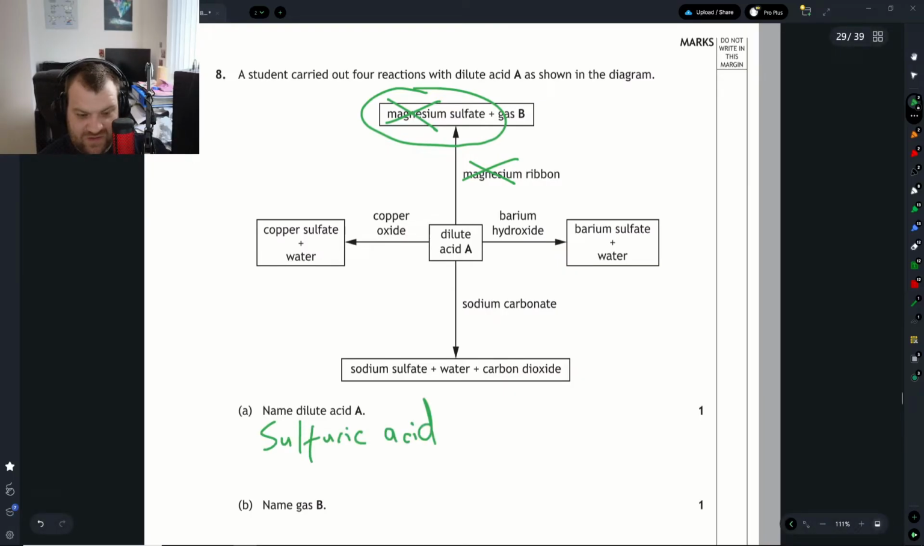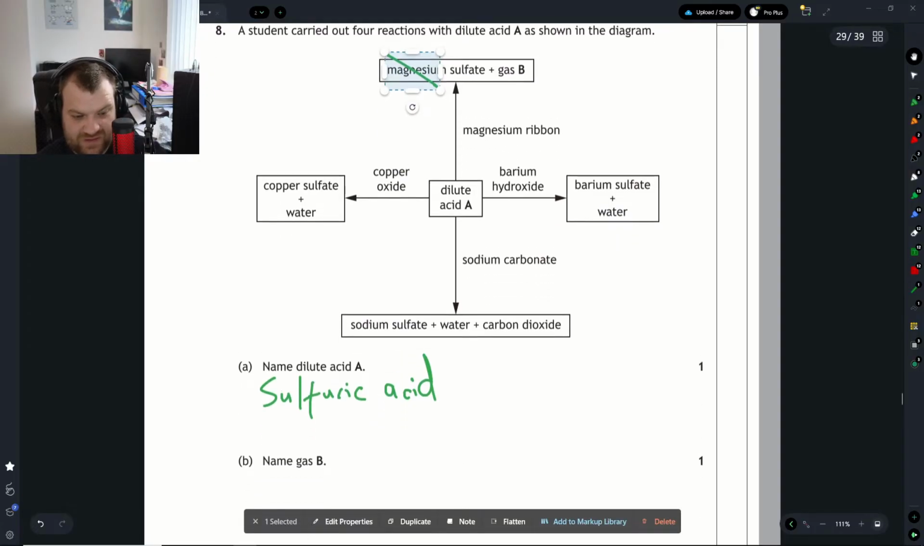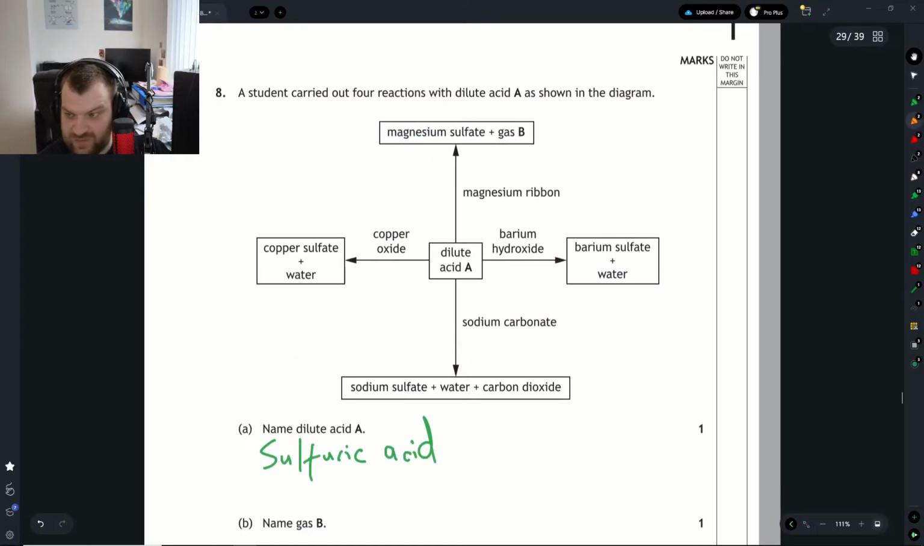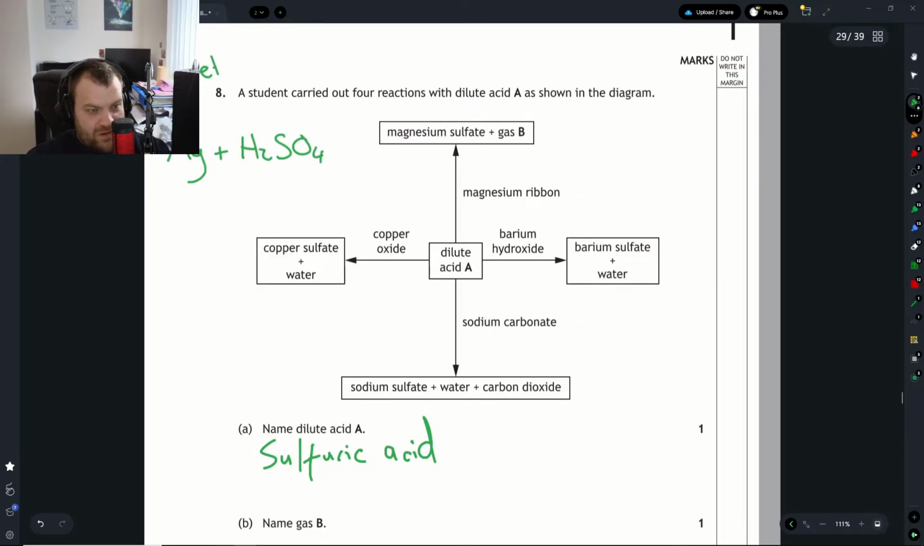Next, we're asked to identify gas B. What I'm looking for here, well, I now know that it's magnesium sulfate we're making. Also know it's sulfuric acid. Magnesium is just Mg. Sulfuric acid is H2SO4. We have a metal plus acid. We're trying to figure out what we make. Now, we always make a salt in this case.